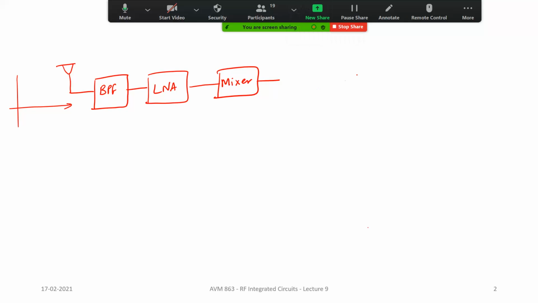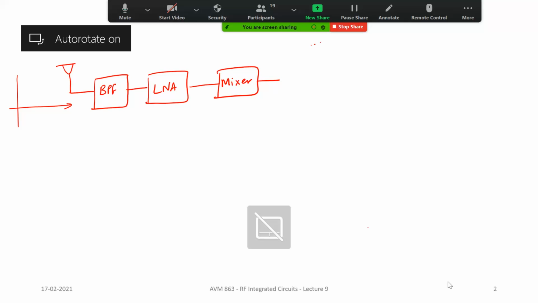Okay, do any of you know how to get rid of this top bar? Okay, we'll just live with this.